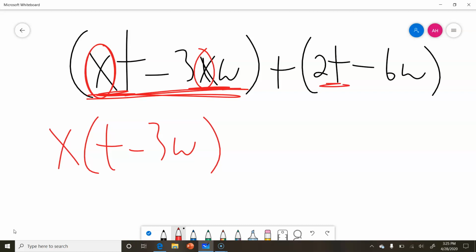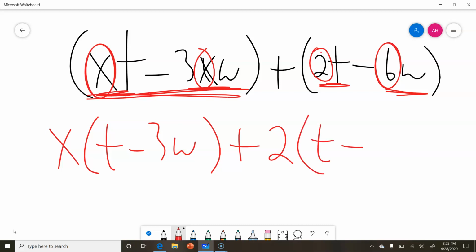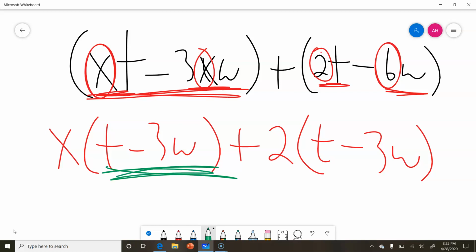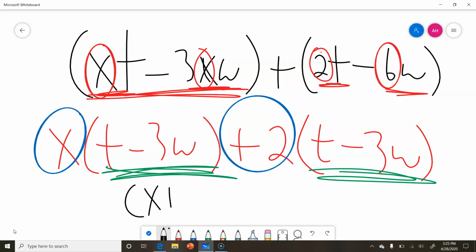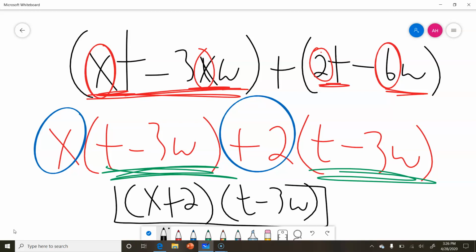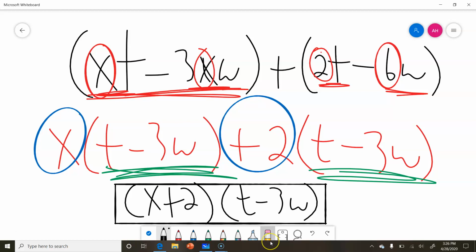Then what do these have in common? 2t and 6w. They have this 2 in common. So I'm going to do plus, pull out the 2, and I get t minus 3w. How did I know I did that right? Look at this: t minus 3w, t minus 3w. Then I just combine this x and this 2 to get a grand total of x plus 2 times t minus 3w. That's how I write my final answer. Now let's do a homework problem. So that's how we solve by grouping.